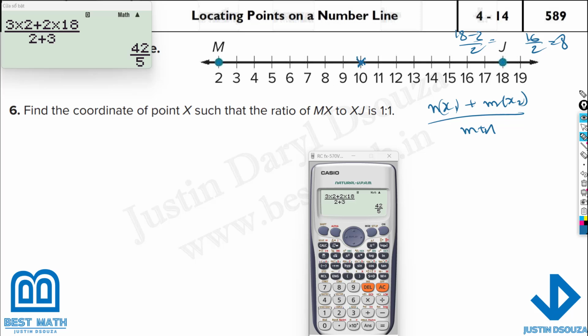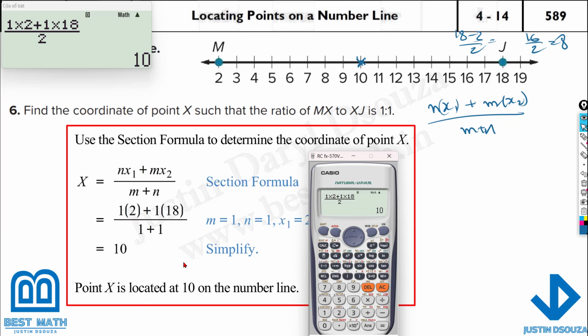But this formula will easily give you the answer. You anyways know this formula, right? Let's just rearrange this. 1 times 2 plus 1 times 18 divided by 1 plus 1 will be 2. So here we go. The answer is 10. That's how we easily solve it.